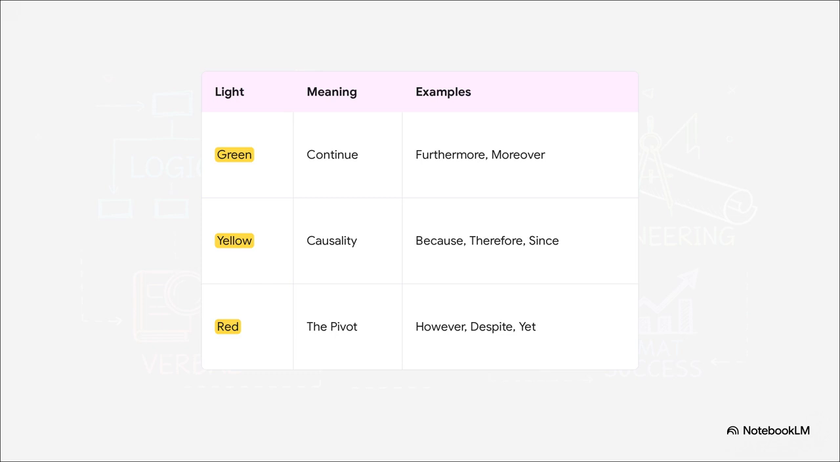All right, our last mapping tool is something I call traffic light detection. Certain words in these sentences are basically road signs that tell you exactly where the argument is going. Green light words like furthermore or moreover mean the logic's just going to keep going in the same direction. Yellow light words like therefore or because signal a cause and effect relationship. And the most important ones, the red light words like however or despite, they tell you the logic is about to pull a U-turn. Spotting these is like having a GPS for the argument.